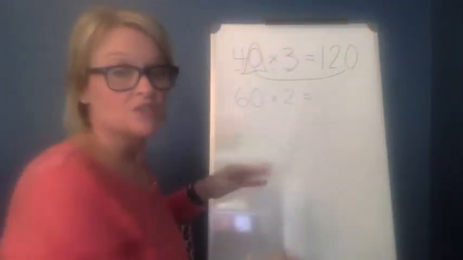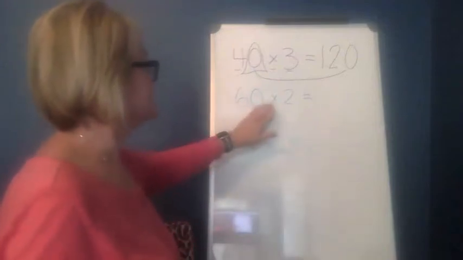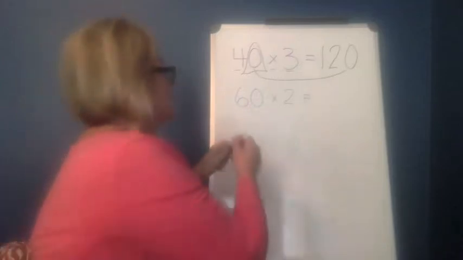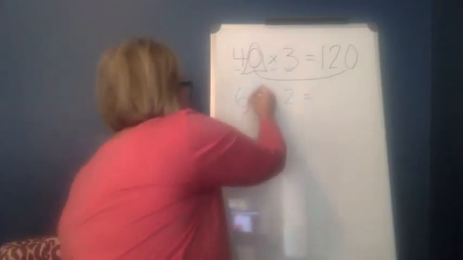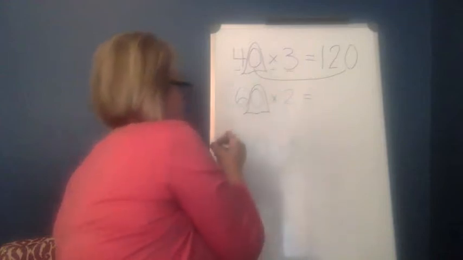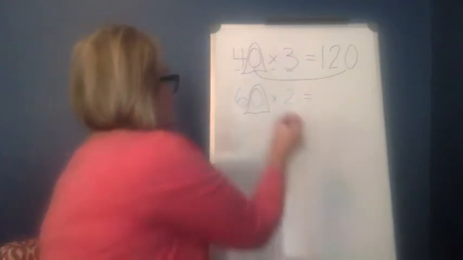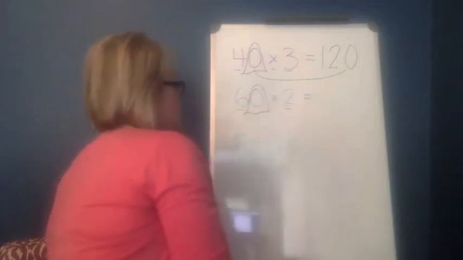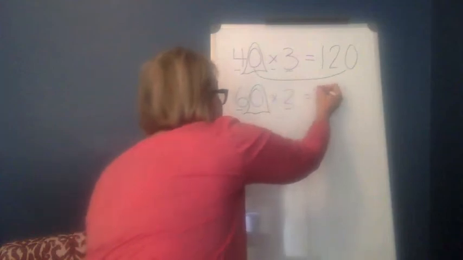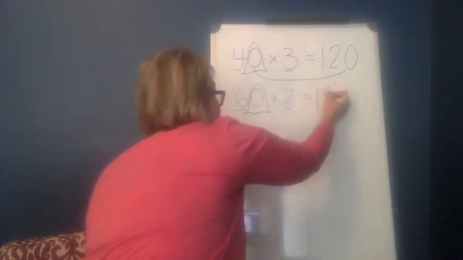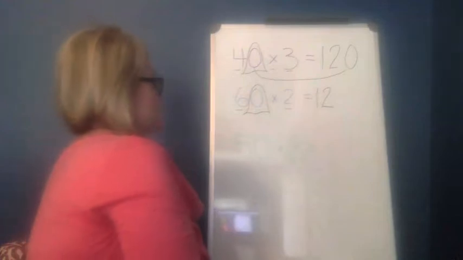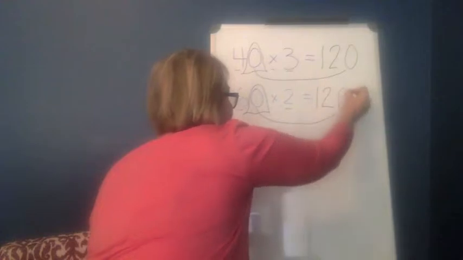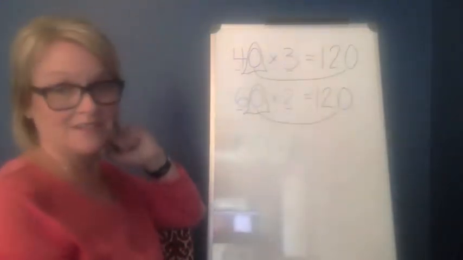Let's do another one. So if my problem is 60 times 2, well, 60 is a really big number to multiply. So I'm going to put this 0 in the invisibility cloak. Now, what I have left, if this is invisible, is a 6 and a 2. And I know that 6 times 2 is 12. It's also 12, isn't that funny? 6 times 2 is 12. And if I take the 0 out and move it over, my answer is 120 again, two 120s.